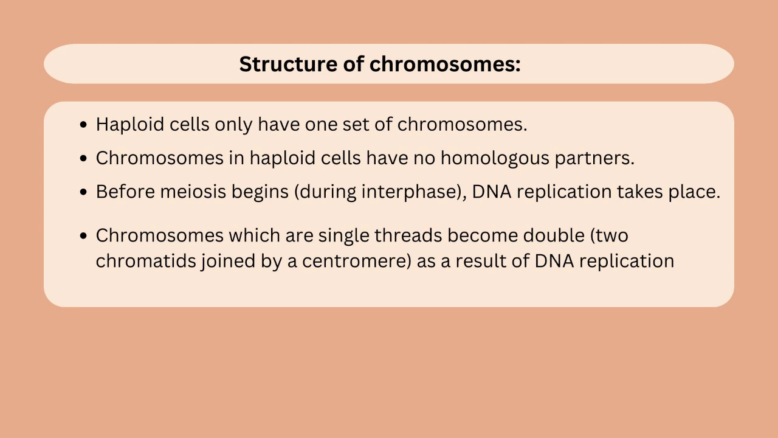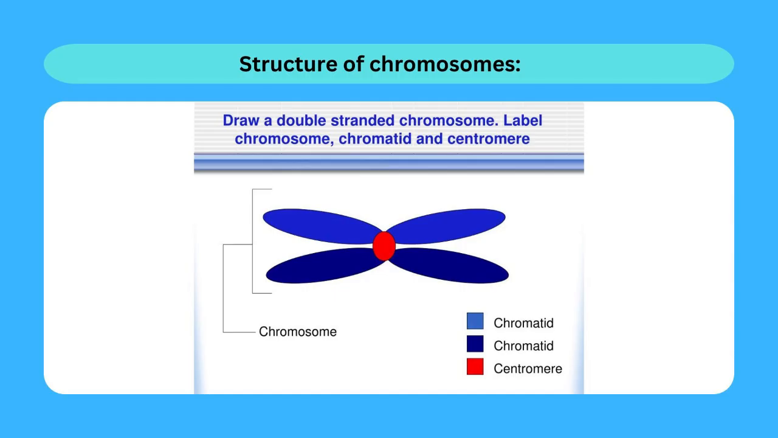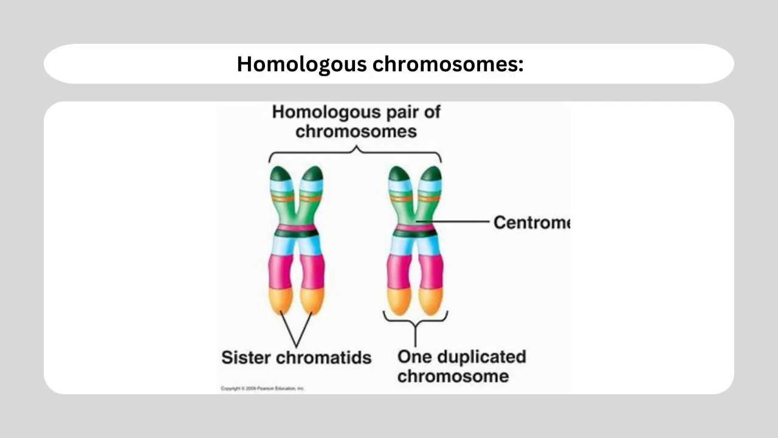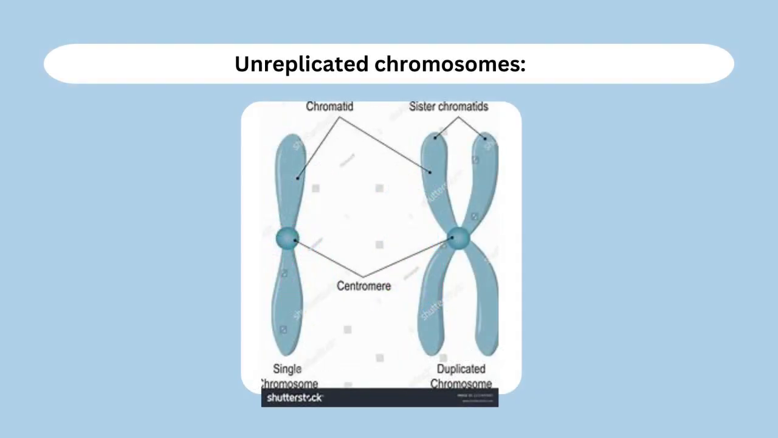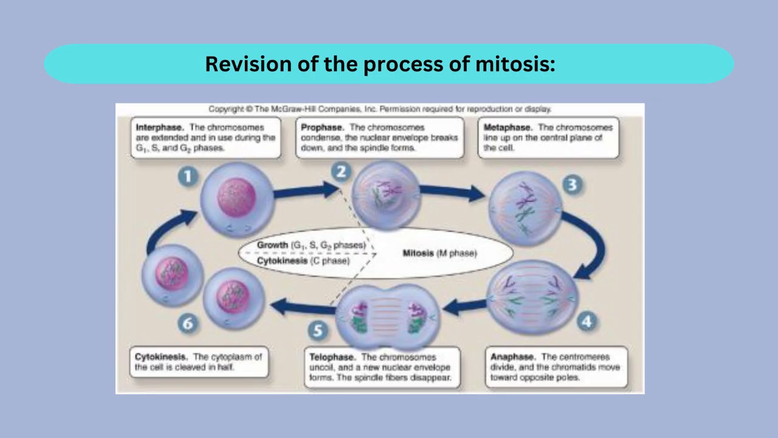Before meiosis begins, during interphase, DNA replication takes place. Chromosomes which are single threads become double, 2 chromatids joined by a centromere, as a result of DNA replication. Structure of chromosomes. Homologous chromosomes. Unreplicated chromosomes. Revision of the process of mitosis.